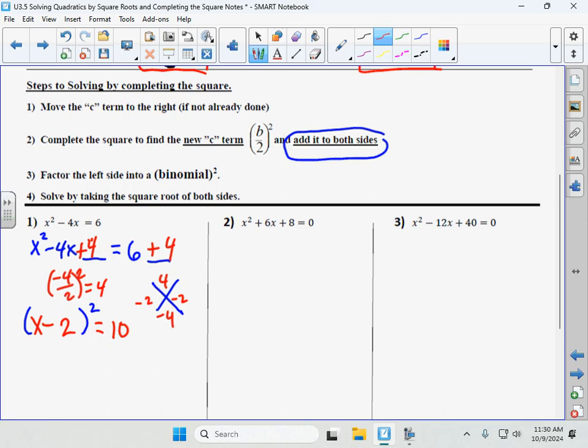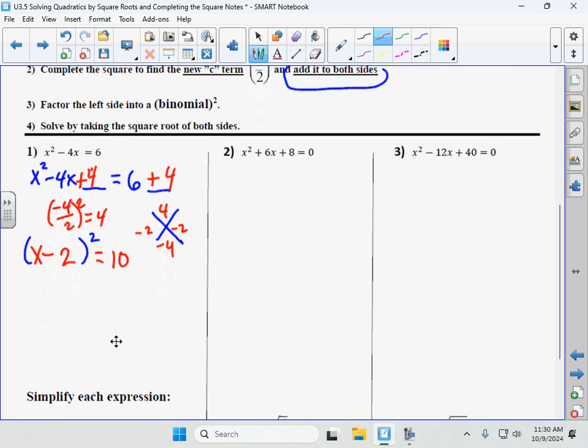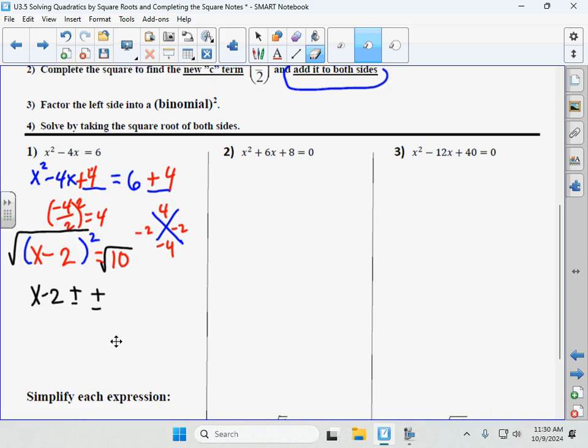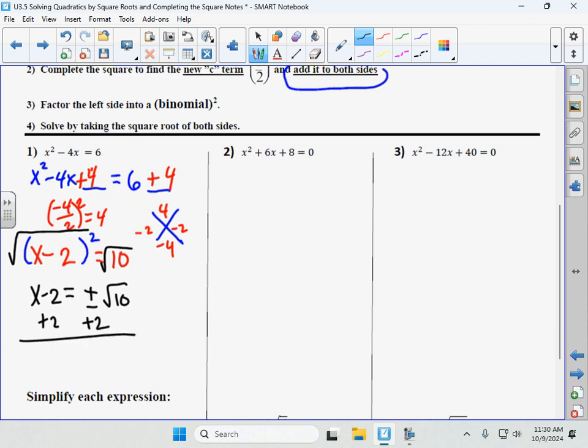Now step 4, it says solve by taking the square root of both sides. So the rest of this is just using the steps from the previous method, the square root method. So square root both sides. We get x minus 2 equals plus or minus root 10. We can add 2. So x equals 2 plus or minus root 10. Now root 10 doesn't simplify, and we can't combine those numbers together, so that's as far as you can go.